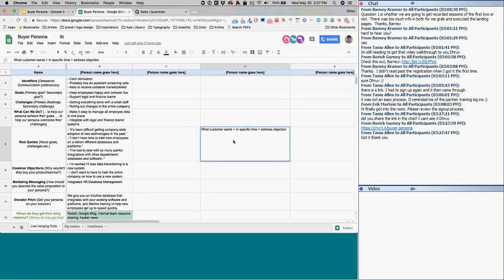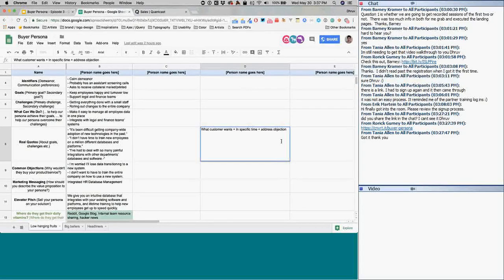So this is what Domino's did, right? They said, hot fresh pizza delivered to your door in 30 minutes or it's free. That's what their messaging was. And what they did was they said what the customer wants, hot fresh pizza delivered to your door. They said in a specific time, in 30 minutes. And then any objection that people may have, which is, or it's free, right?